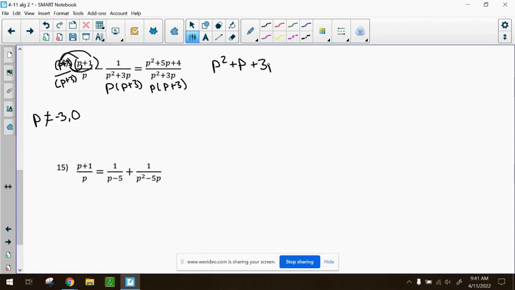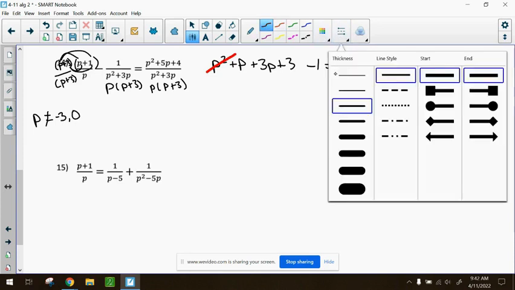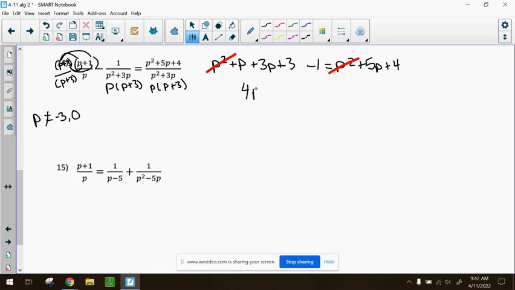So plus 3p plus 3 at the end there, minus 1 equals p squared plus 5p plus 4. So those two pieces, I didn't need to multiply anything by them because they had both pieces of the denominator already. As we solve, I'm going to notice that they already have p squared in common on each side, so those are going to go away. And then as I combine like terms, I'm going to be left with 4p plus 3. Hopefully we caught that. Should be plus 2 when I combine 3 and negative 1.